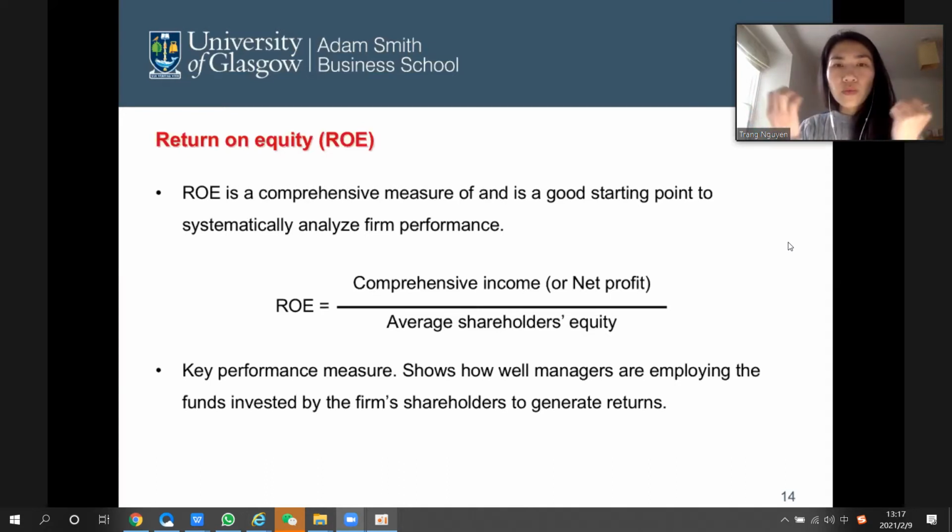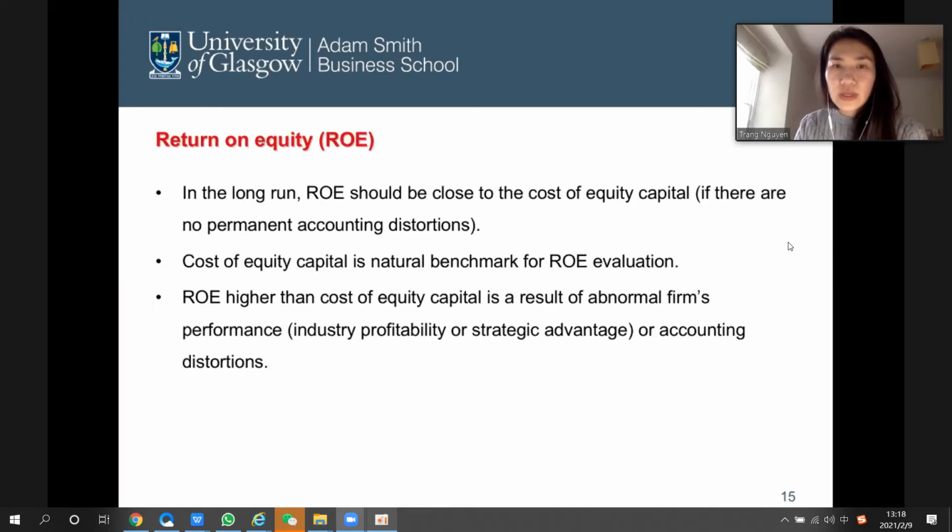Therefore, we want to match something like for the whole year. So we should use the average number instead of the beginning or the end. That's one point. When we analyze ROE, it is how much investors earn based on what they invested at the beginning. That is a very key performance measure for us to analyze, and as an investor, we're interested in that.